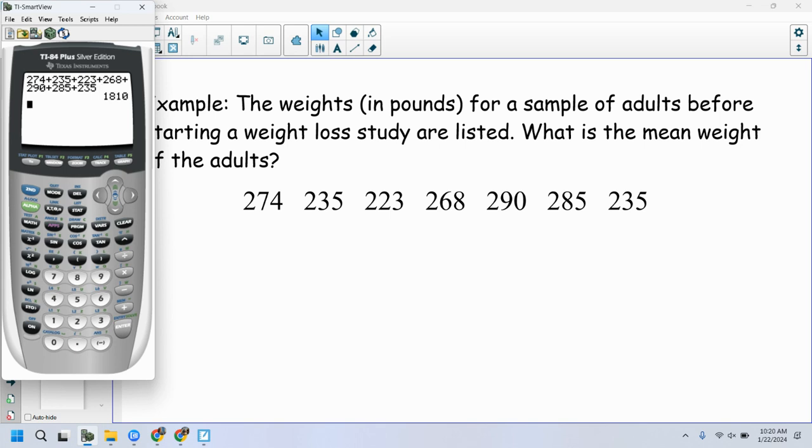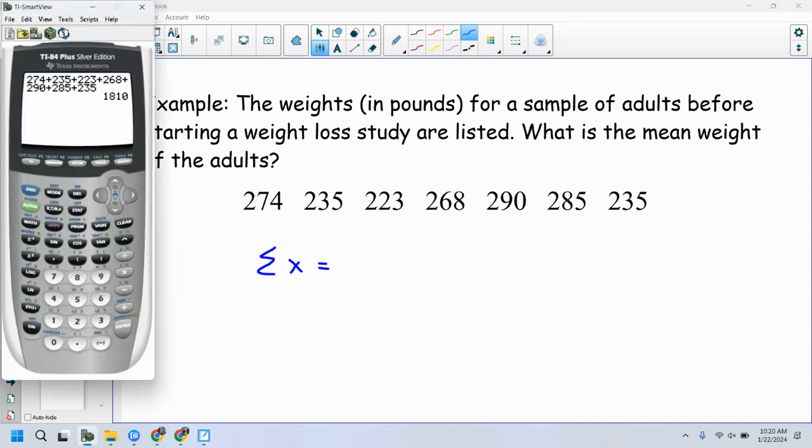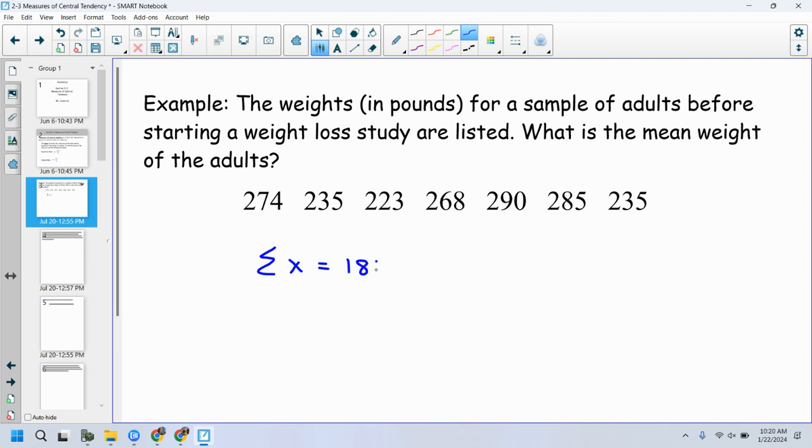That is the sum. So my sum of my X's is equivalent to 1810. That's the sum. So 1810, the sum of the X's, divided by, now what is this? Is this population or a sample?